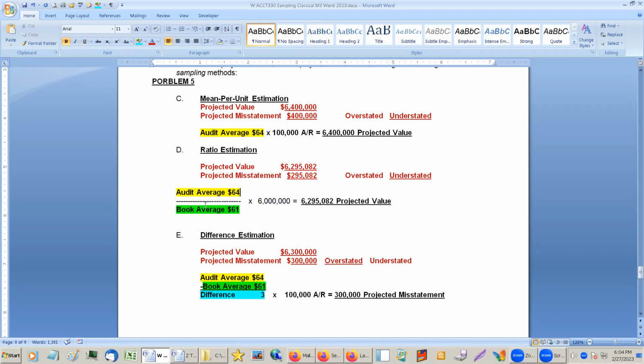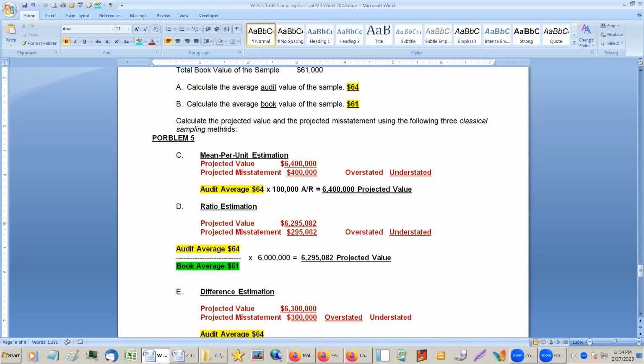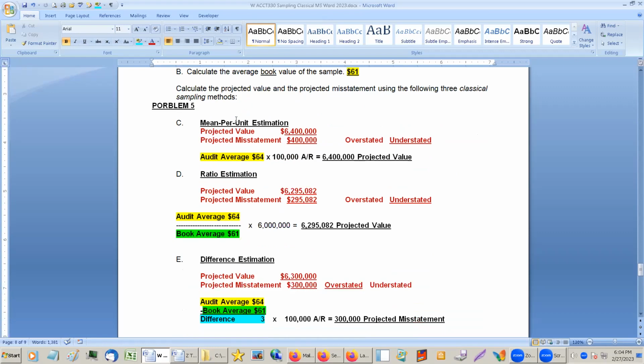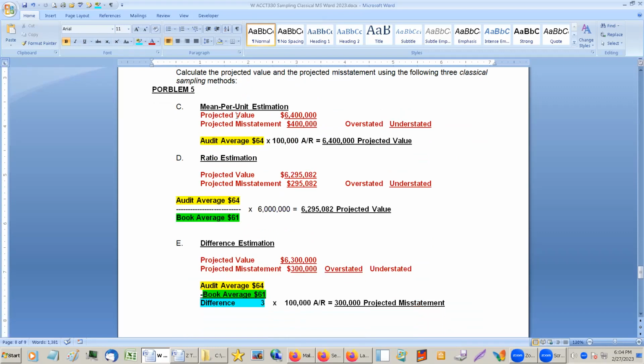Problem 5 is like that. I don't know why problem 5 is so much shorter than problem 4. But by the way, problem 4 and problem 5 are more the way you're going to see it on the CPA exam. They usually are fairly well condensed down like that. And they may ask you to do the whole problem, or they may even just have it in a multiple choice question, and they'll say, using difference estimation, what's the projected misstatement? They might be more specific like that, as long as you can do them.